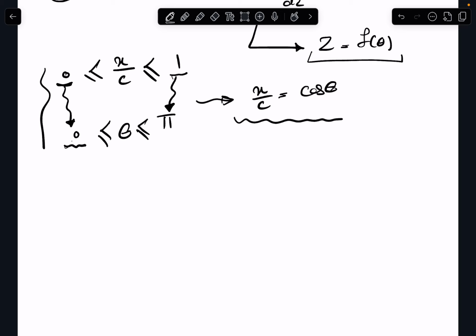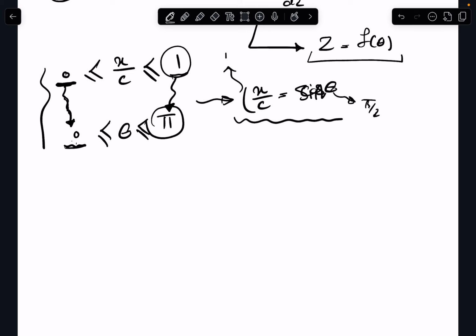If we use sine of theta, the first part is going to become correct. So sine of 0 is going to be 0. We have correctly converted x over c to theta for 0, but it doesn't hold for x over c of 1. If the transfer function is sine of theta, x over c of 1 is going to give us theta of pi over 2.